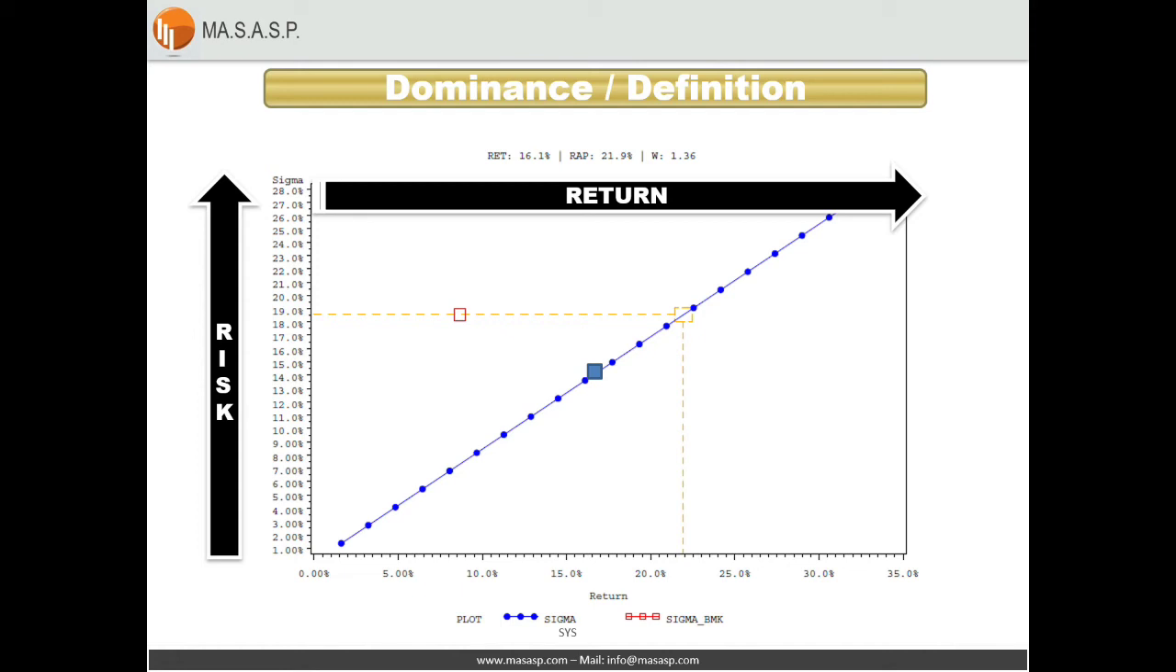The MASASP system combination stands in a place within the risk-return plane where the standard deviation is smaller, then the risk is lower and the return is higher with respect to the benchmark. This property of the MASASP combination is termed as dominance, and such combination is said to be dominant with respect to the benchmark.